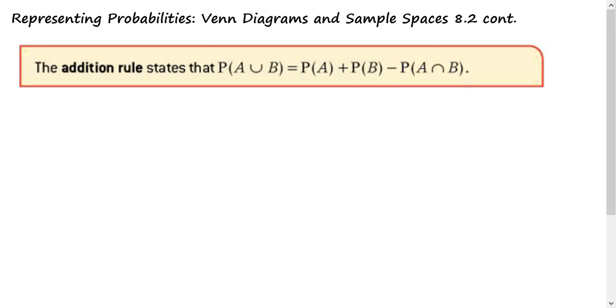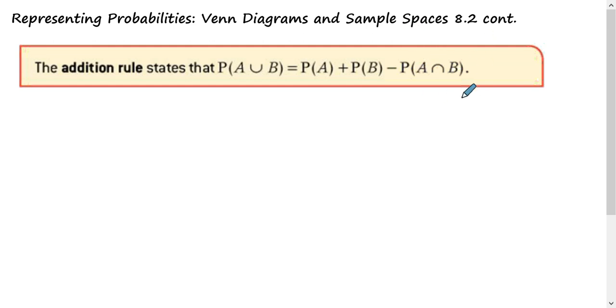So continuing with our Venn diagrams and unions and intersections, we have this addition rule. This is something that you will be given. The addition rule states that the probability of the union of two events occurring is just the probability of one event occurring plus the probability of the other event occurring minus the probability of their intersection.